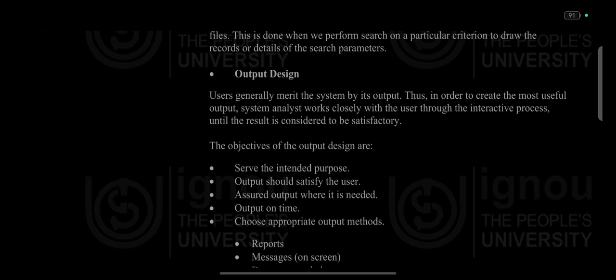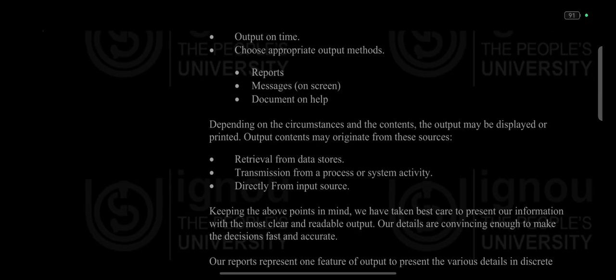Output design. Users generally judge the system by its output. Thus, in order to create the most useful output, the system analyst works closely with the user through an interactive process until the result is considered to be satisfactory. The objectives of the output design are: serve the intended purpose, output should satisfy the user; assure output where it is needed, output on time; choose appropriate output methods: reports, messages on screen, documents on help.